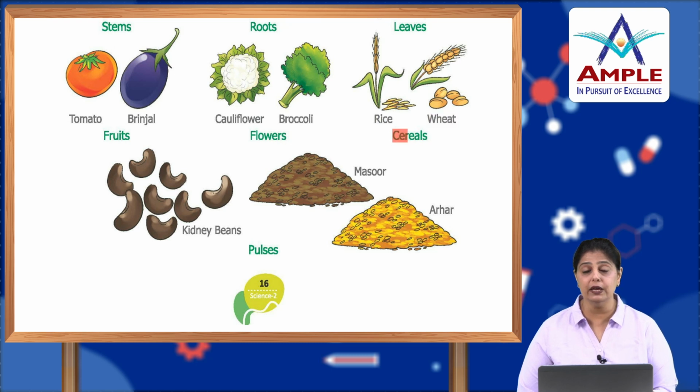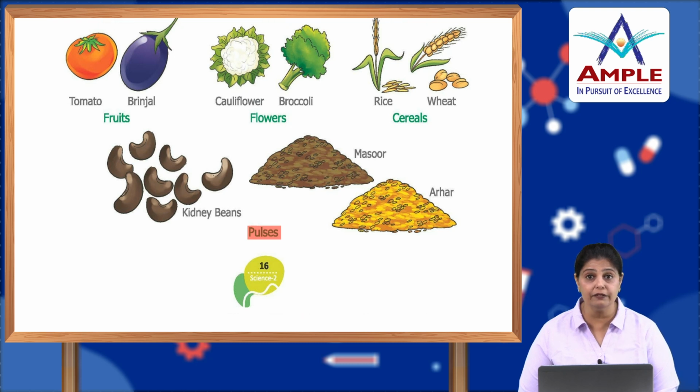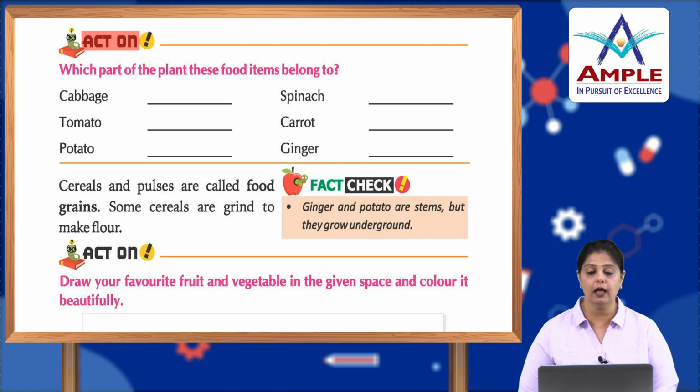Cereals like rice, wheat, they are cereals. Rice grains, we boil them and then get the cooked rice or the steamed rice, and wheat is ground, and then we get the wheat flour through which we make our rotis. Kidney beans, masoor, arhar, these are the different types of pulses. The dal that we have is all pulses. Now, which part of the plant do these food items belong to? Cabbage. What is cabbage? Leaves. Spinach, leaves.